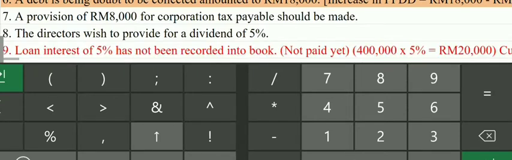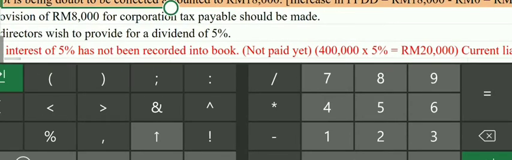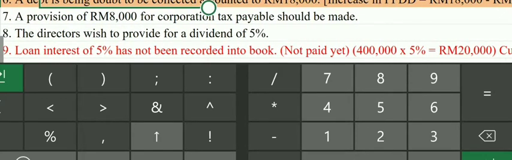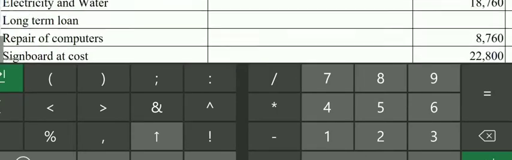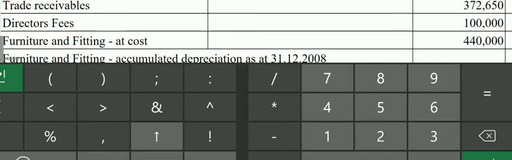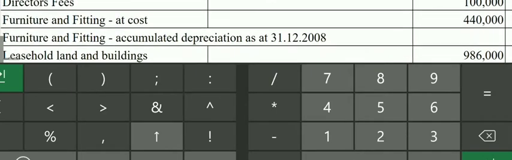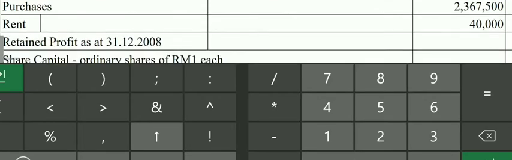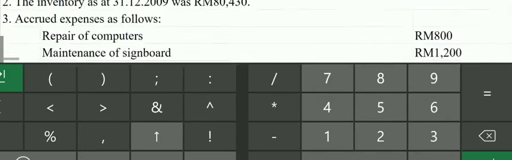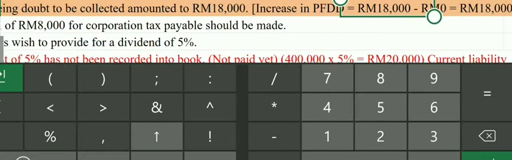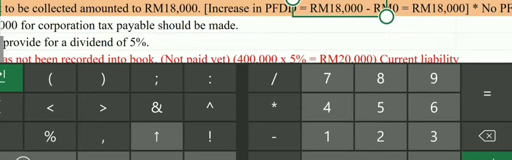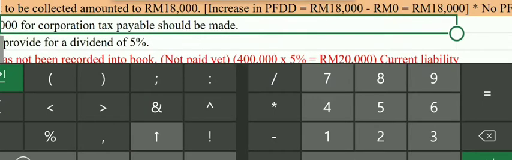Number 6, a debt due to be collected amounted to 18,000 ringgit. We expect or estimate that customers cannot pay back 18,000 ringgit. Let's check the trial balance. Is there any provision for doubtful debts from last year? There's no provision for doubtful debts from last year. Therefore, last year it was 0. This year 18,000. Therefore, increase in provision for doubtful debts 18,000 ringgit.